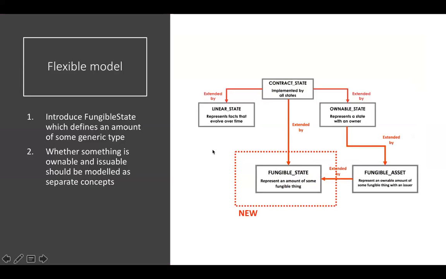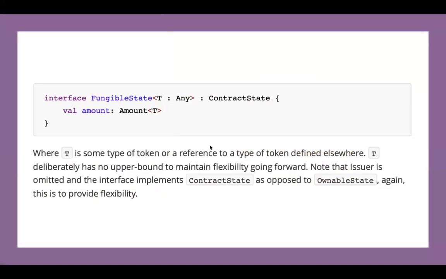Does that make sense? What I can maybe do is show you some afterwards. I can show you the code. I've actually made the change in the code base to support this. If you go onto the master branch of Corda and you look inside the fungibleasset.kt file, you'll see that FungibleAsset implements FungibleState. So we've already implemented this in the platform. Hopefully that answers your question. Sorry for the mistake on the slide.